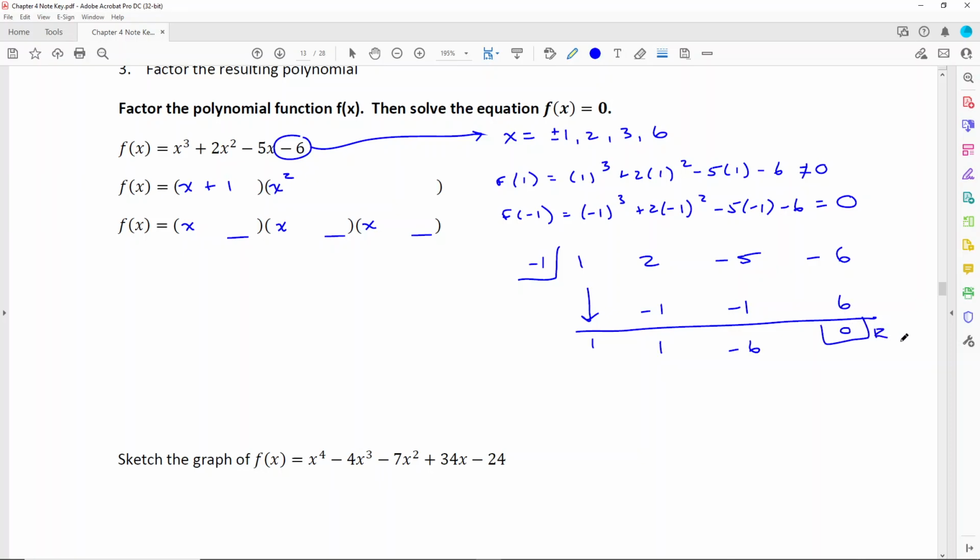Because I got my remainder of 0, I'm good. I knew that -1 was a 0 of my polynomial. I also confirmed that I was right up here.